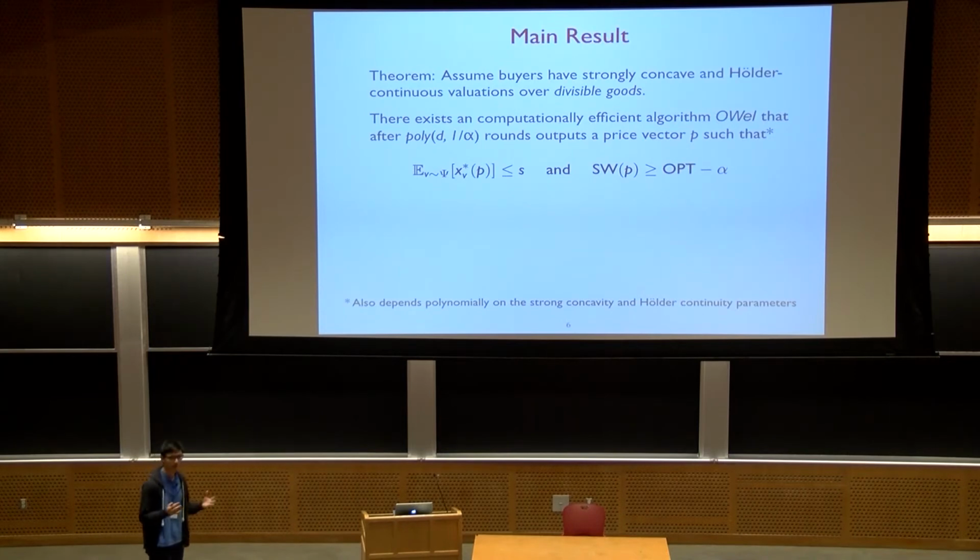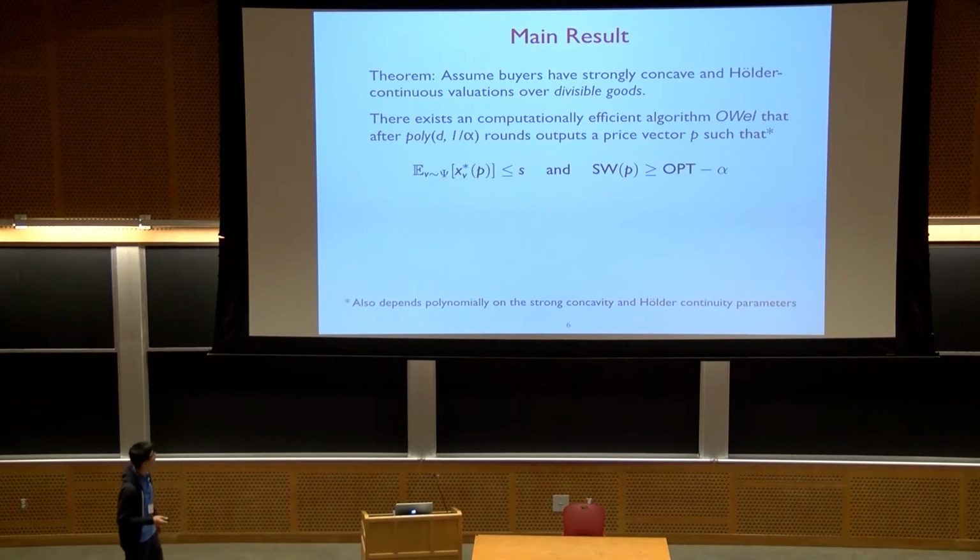Here's the main result, just to forecast what our algorithm does. If we assume the buyers have strongly concave and Hölder continuous valuations over these divisible goods, then we have a computationally efficient algorithm. We call it OWL. After a polynomial number of rounds and polynomial runtime, we can output a price vector such that the expected demand satisfies the supply constraint, and we achieve approximate optimality in terms of welfare.